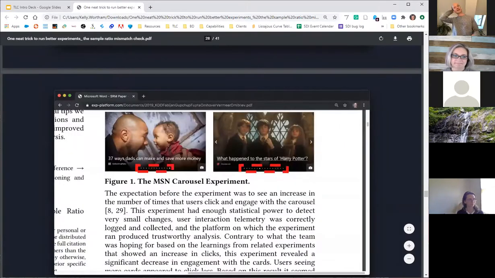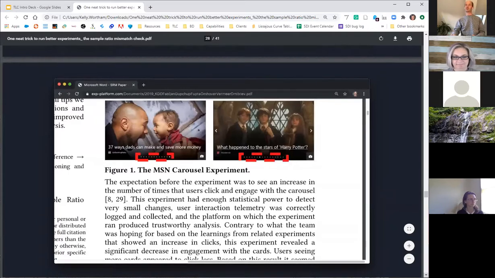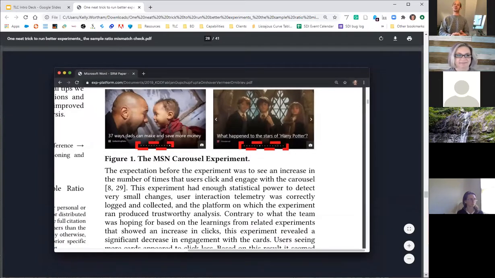The classic example that is in the literature is from Microsoft. It's one of the fun ones where they had an experiment where they changed their carousel on the MSN homepage to have more pictures in it. Now, I'm not a big fan of carousels, let me just say that up front. But they thought it was a good idea. So in the A condition, the carousel had a number of pictures in it, and in the B condition, it had a lot more pictures in it. So users were able to click through many, many more pictures.